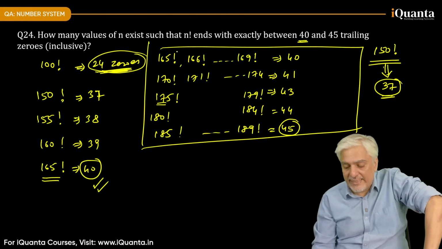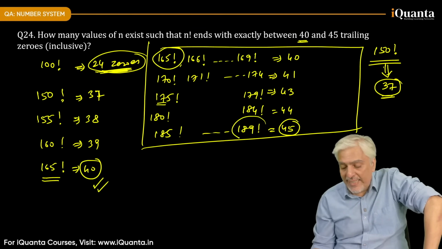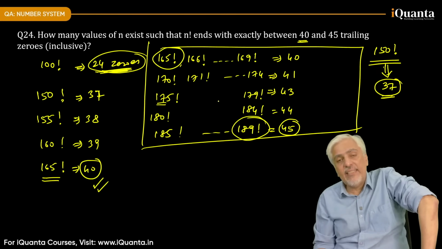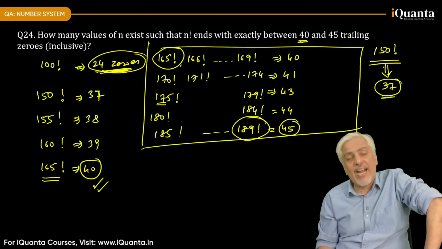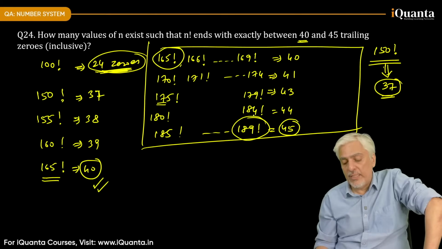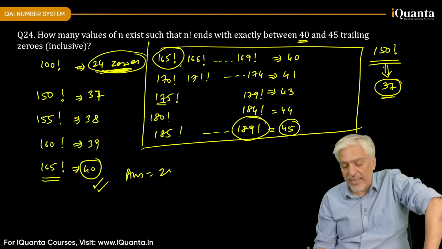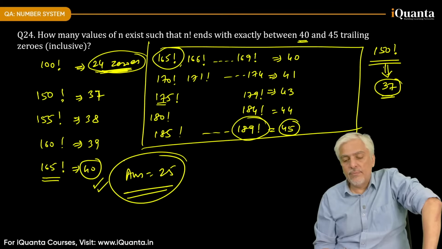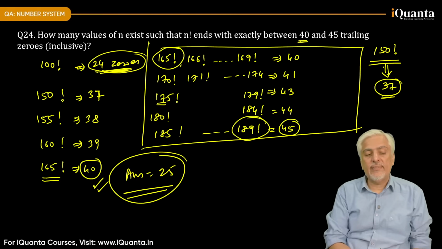So 165 से लेके 189 तक, how many numbers are there? Which means subtract and add 1. 24 plus 1, 25. So answer is 25 numbers. Okay, everybody understood this?